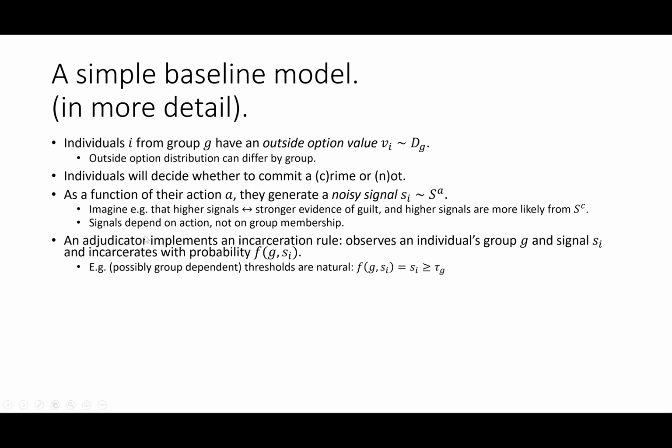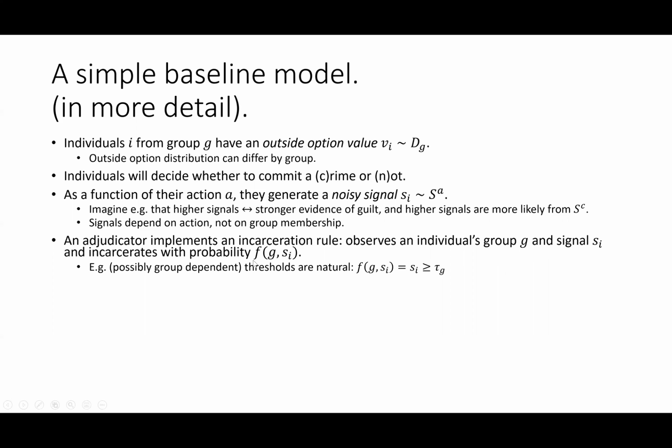And then there's the adjudicator, the implementation of the criminal justice policy. The adjudicator observes everything there is to observe. He observes an individual's group. He observes the signal generated by the individual. Of course, he doesn't observe directly whether the individual committed a crime or not. And then he can decide whether to incarcerate the individual or not. And he can really do this in some arbitrary way. We will just encapsulate his decision-making process by saying that someone with signal s_i from group g will be incarcerated with some probability f(g, s_i).